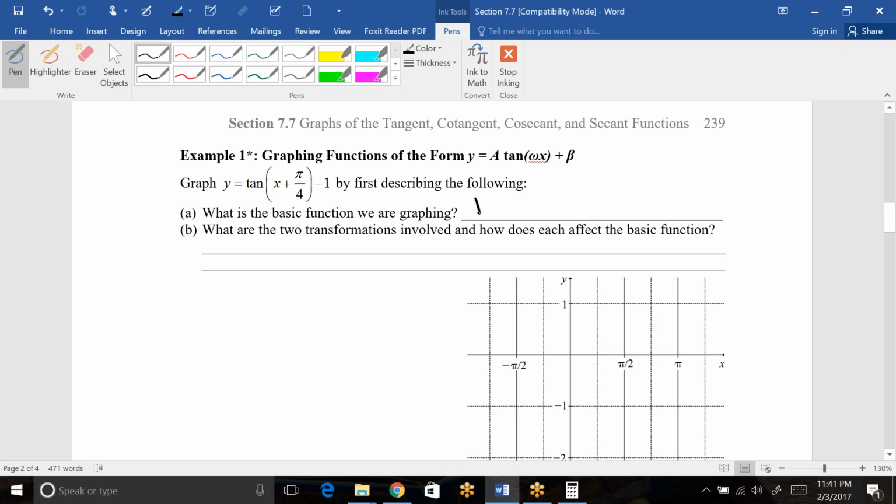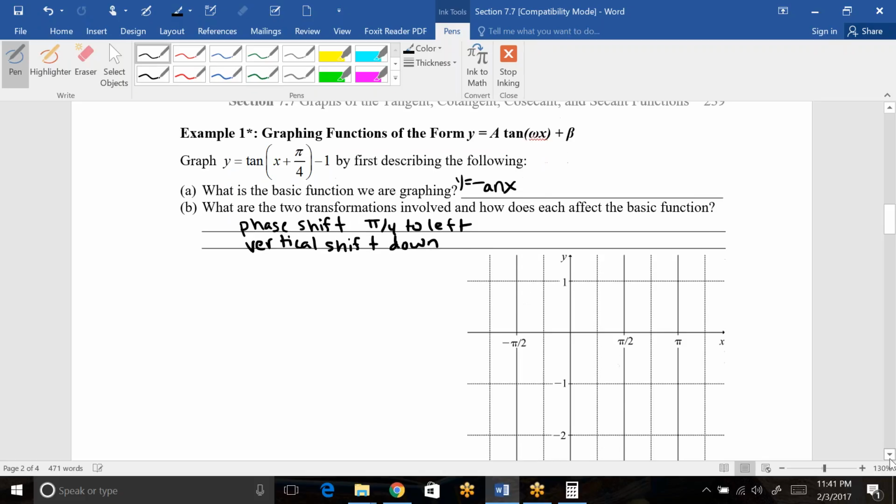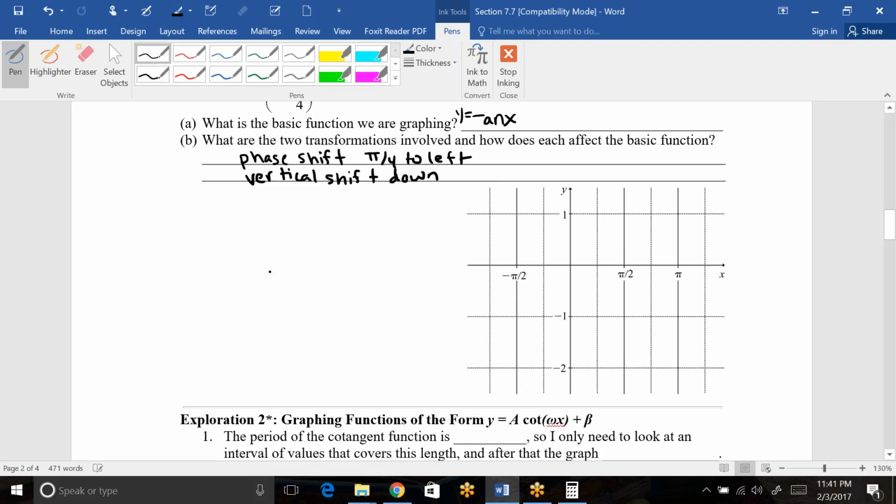So the basic function we are graphing is related to tan x. The two transformations involved are a phase shift of pi over 4 to the left, because it's a plus, which means we do the opposite, and then we also have a vertical shift down. One of the easiest ways, especially with tan and cotangent, is to just move the points that we had above. So this is another way of attacking a transformation.